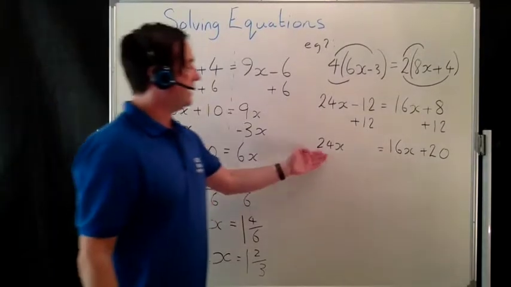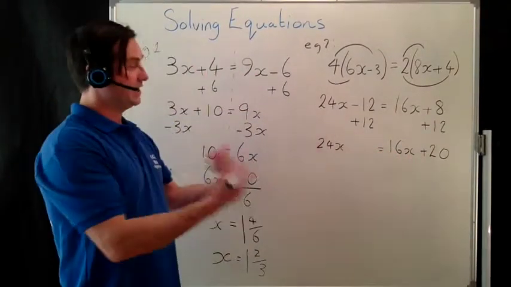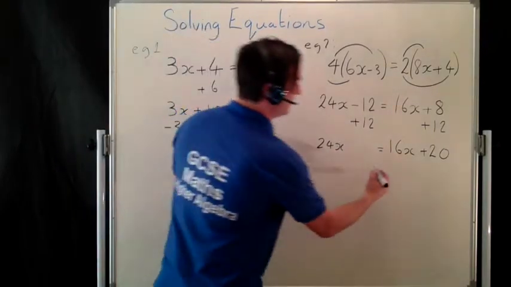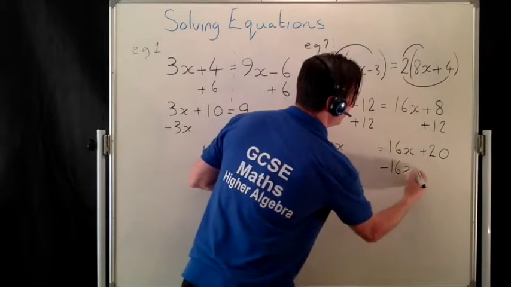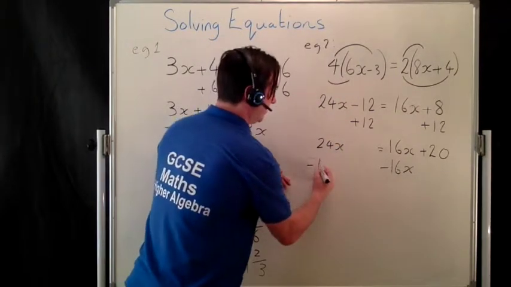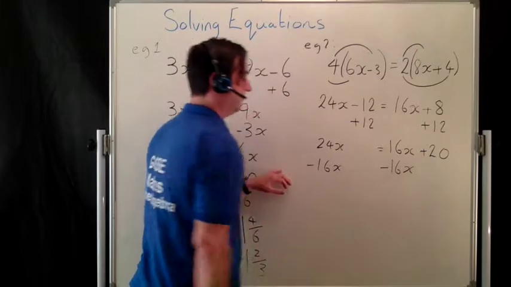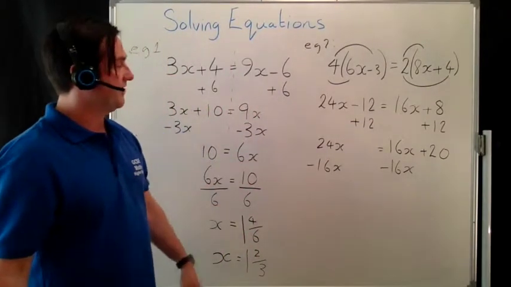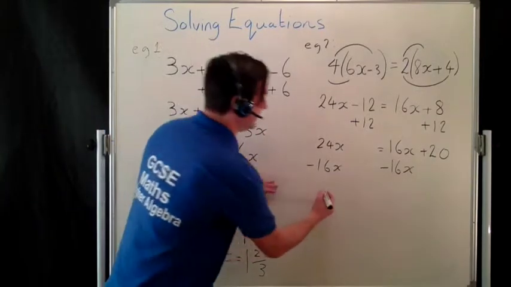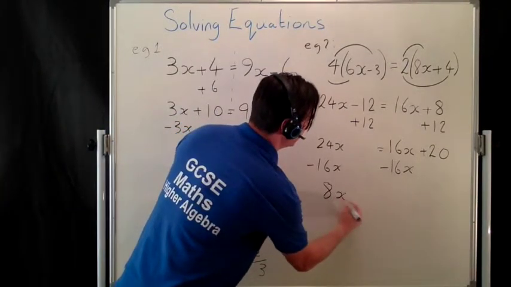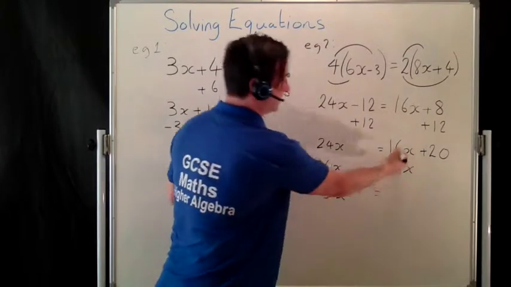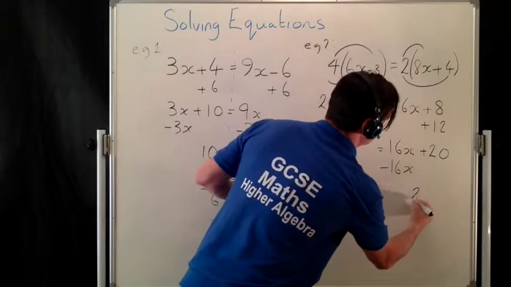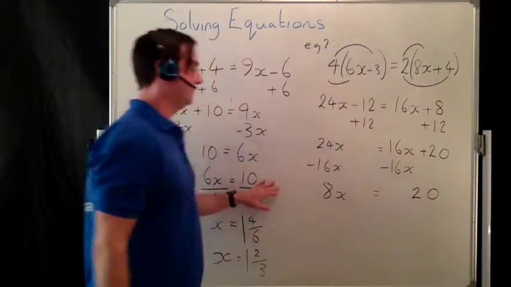Now we've got to do the x's on both sides. We want to get them on one side. So the smallest amount of x's is 16x. If I now take that away, I must also take it away from this side as well. Write it out after we've carried that procedure out. 24 take away 16 leaves me with 8x. And that equals, remember 16x take away 16x is 0. But 8x now just equals 20.